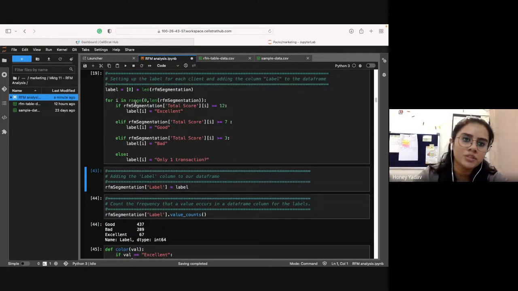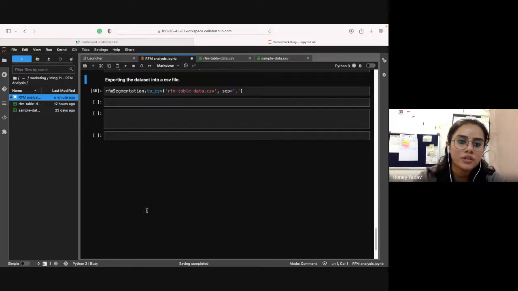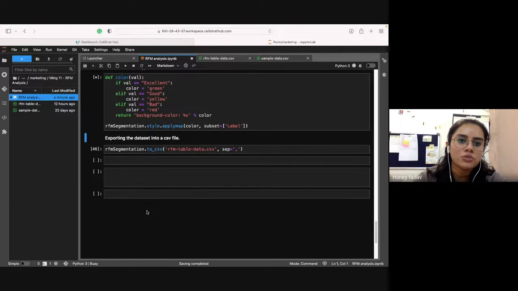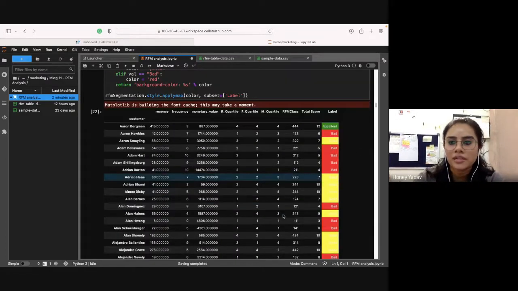Similarly, in this way, you are setting up the label for each client and adding the label column to the data frame. If I want to check how many are the good customers, counting the frequency of a value in the data frame column, we can see that good is 437, bad is 289, and excellent is 67. So this builds the data set into the categories that we assigned: excellent, good, and bad. And just to give a glimpse, you are giving each a specified color.